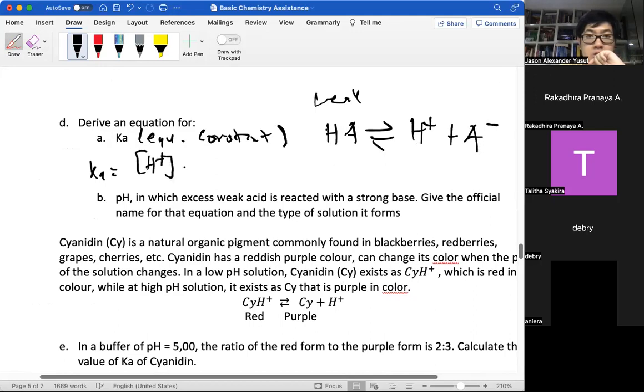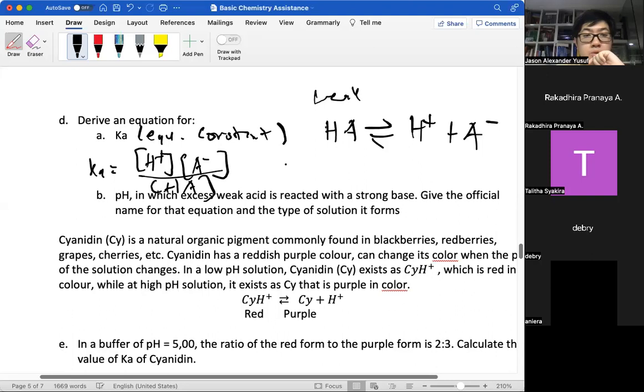Hello, does anyone want to ask something? Oh, okay, I think I must be doing this: H plus A minus over HA. And that is your equilibrium constant.